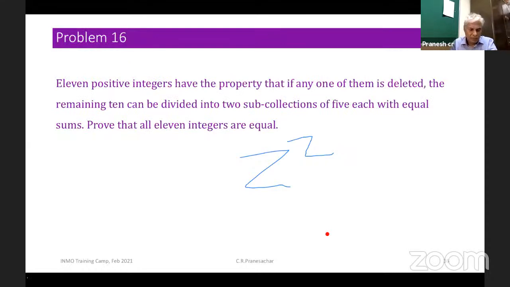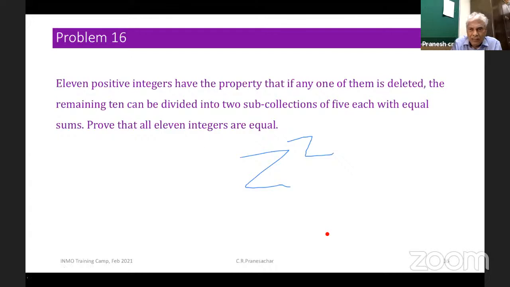Okay, we go to the next problem and finish it quickly. There are 11 positive integers having the property that if any one of them is deleted, the remaining 10 can be divided into 2 subcollections of 5 each, because 10 numbers will remain, with equal sums. Prove that all the 11 integers are equal.